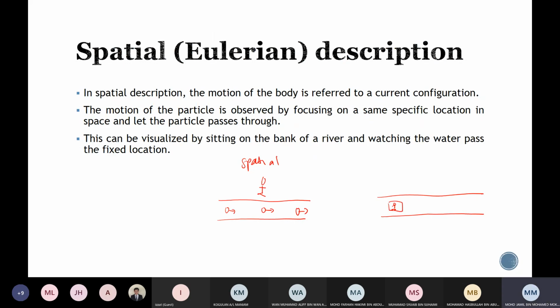Okay, you duduk dalam particle tu. So you gerak. But ni you duduk fix dekat satu tempat. You tengok partikel tu bergerak dekat tempat yang you tengok saja. You tak tengok ke tempat lain. Okay. So the motion of the particle is observed by focusing on the same location, okay? On the same specific location, and you count. Okay, you count how many particle pass through that location. Okay, so we have two ways of measuring motion.